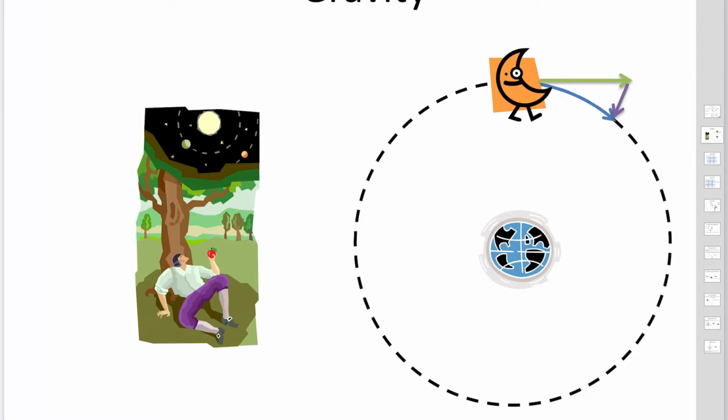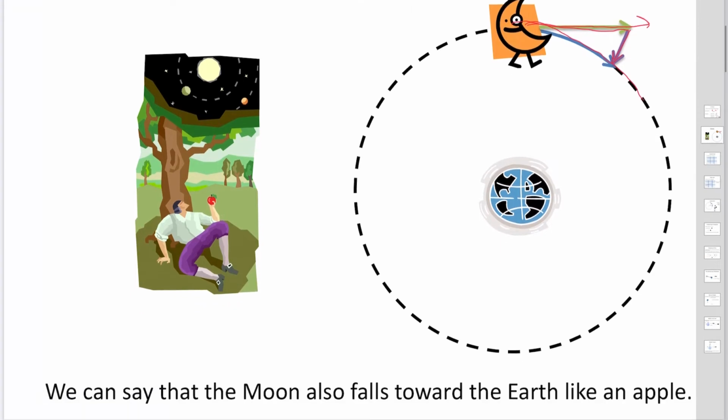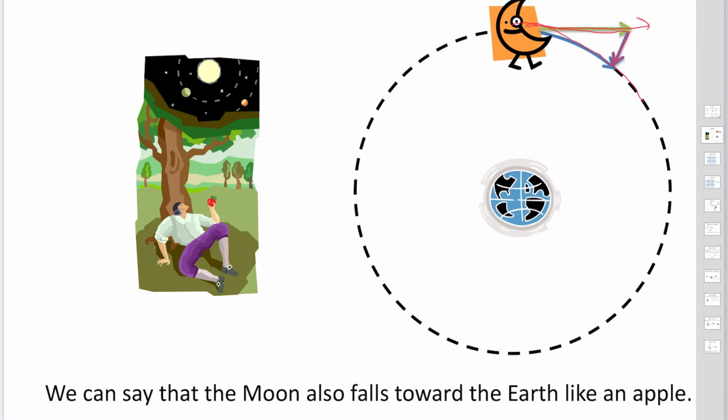So if there were no force acting between the Earth and the moon, we would expect the moon to move in a straight line. But like an apple, the moon is falling toward the ground, even though it cannot touch the ground. So the moon makes a circular motion around the Earth. This force is gravity. We could say the moon also falls to the Earth like an apple.